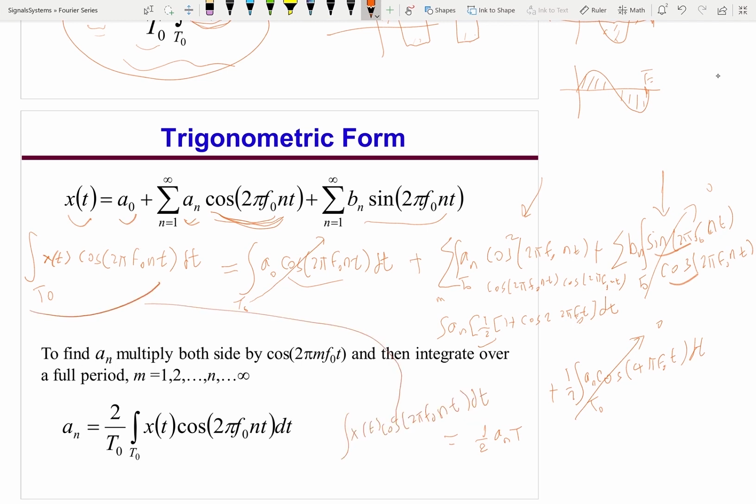Now, to find An, I can multiply this by 2. I can bring the 2 here and divide by T0 and the T0 here. And I find An. And that's this equation.